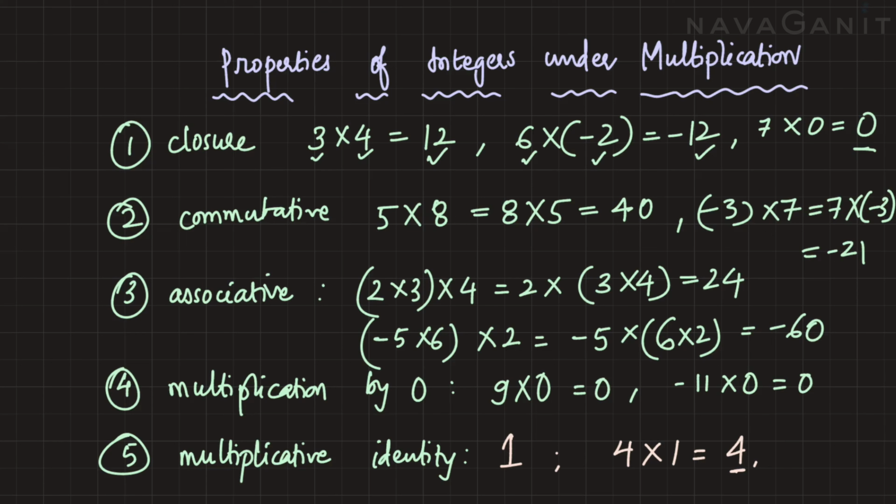Let's take another example. Say we are multiplying minus 7 with 1. The result would be minus 7. So the result remains unchanged whenever we are multiplying any integer by 1.